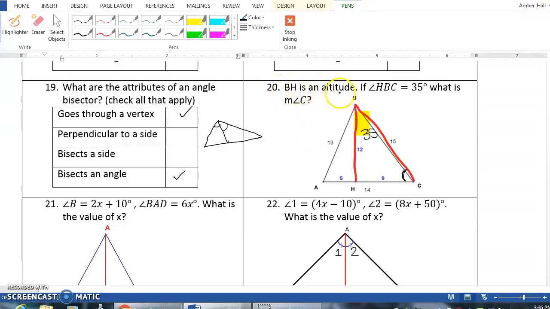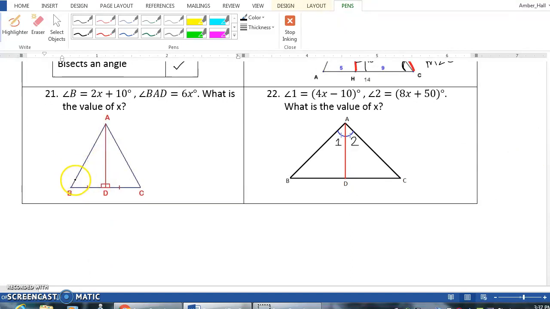Well, if we know that BH is an altitude, we know that altitudes are perpendicular to the opposite side. Therefore, this angle has to be 90 degrees. We know that HBC is 35 degrees. What's the measurement of angle C? Well, we have a triangle. We know that the interior angles of a triangle add up to 180 degrees. So we just take 180 minus 90 minus 35. And the measure of angle C equals 55 degrees.